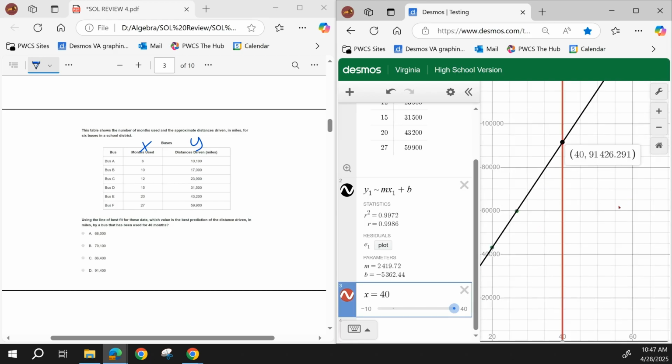This is an example of systems of equations that we've talked about previously, but the solution is going to be where those places cross. And you can see that x is 40 because that's my 40 months. And this 91,426 is my miles driven. That is a prediction. So if I want to know which one is closest to the prediction, it's that one there, 91,400.